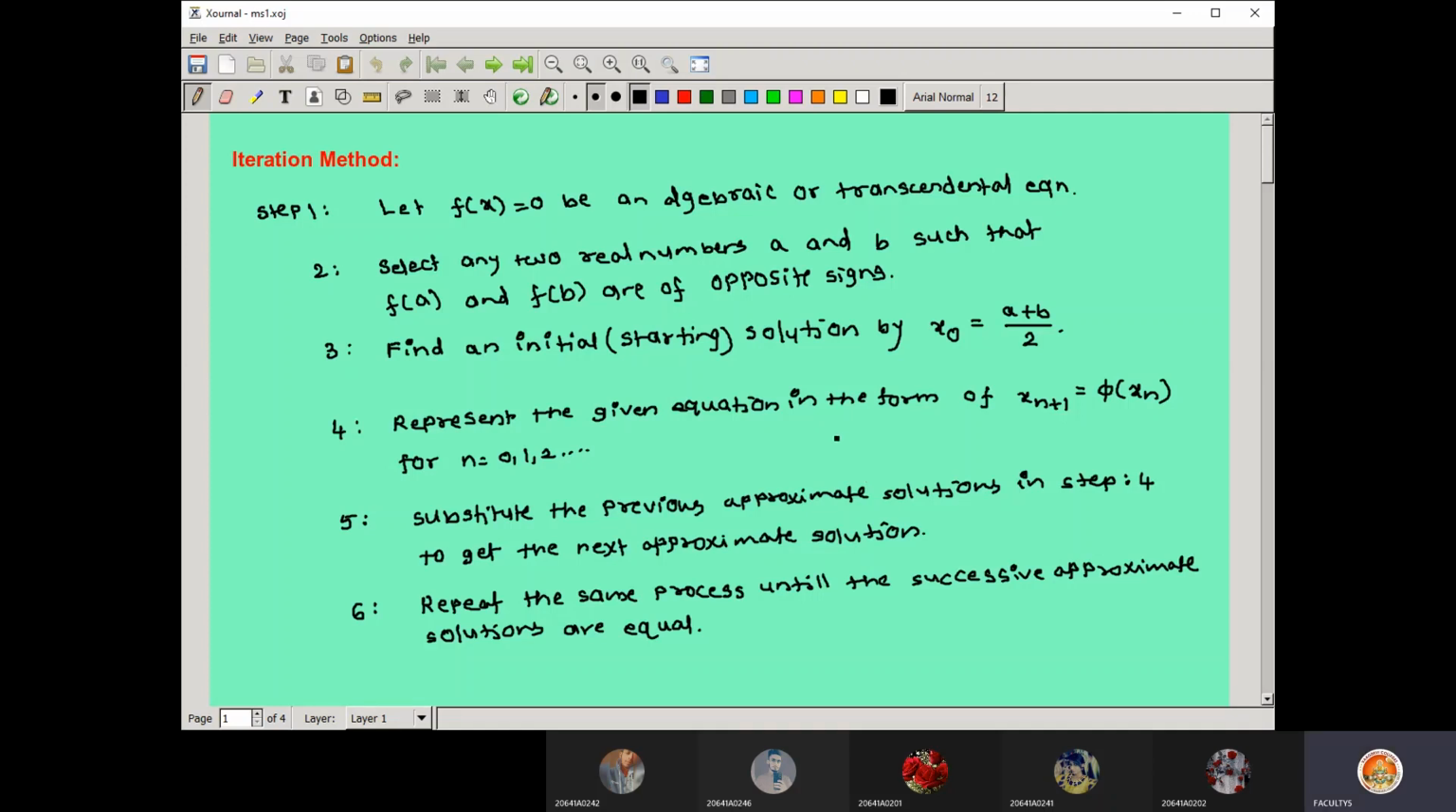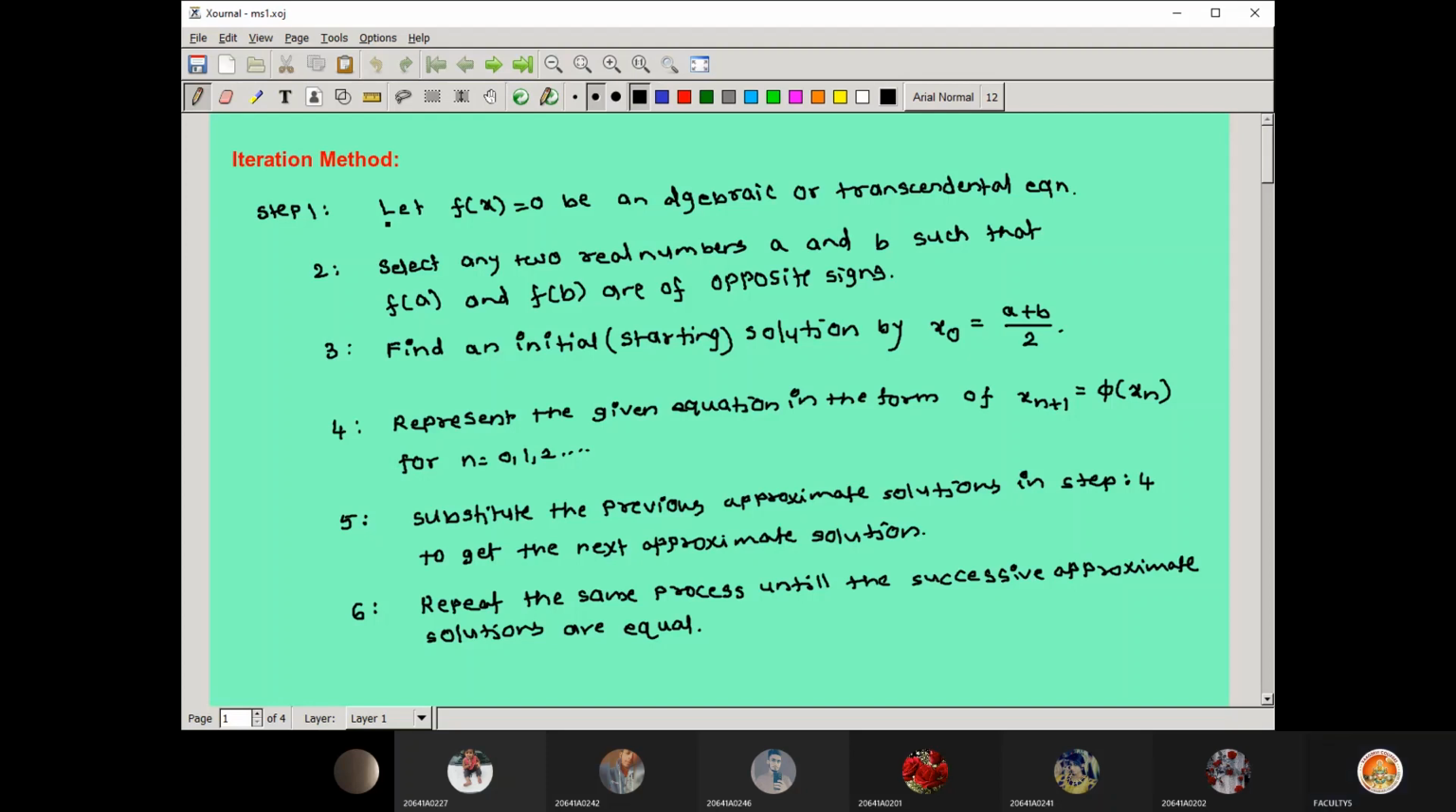Look at the procedure that I'm going to give you in order to find the solution of algebraic and transcendental equations. First I give you the procedure, and later we directly enter into the problems. It is somewhat different from your previous two methods, the bisection method and the regula falsi method. So write down the procedure first.